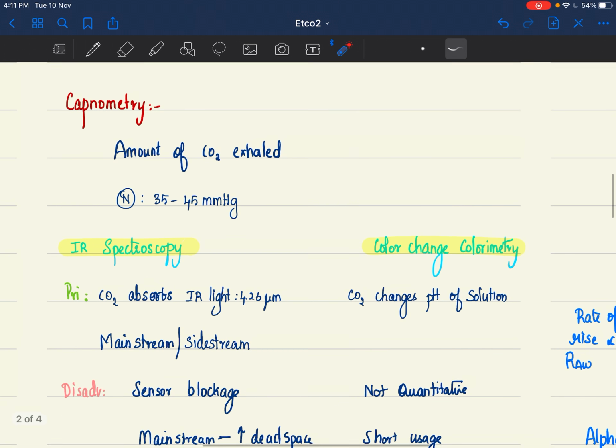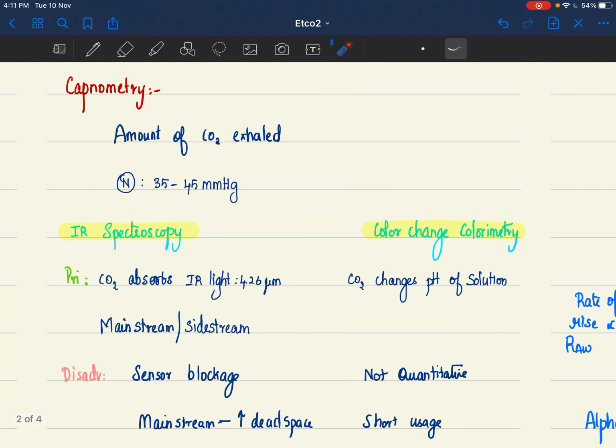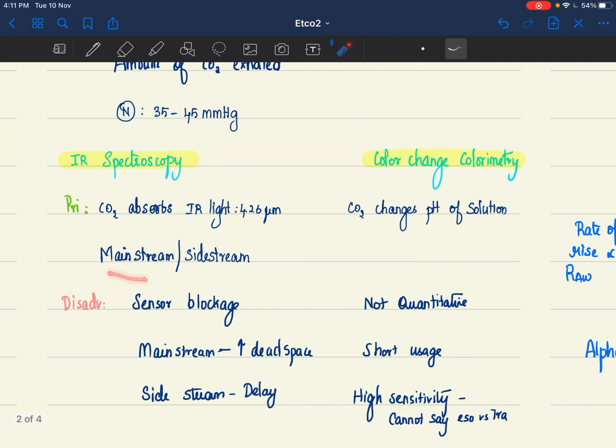So coming back to this, capnometry is just the amount, which says a particular value at 30, 35, 40, 45, and it can be done by two methods: infrared spectroscopy or color change colorimetry. Infrared spectroscopy depends on the principle of carbon dioxide absorbing 4.26 micrometer infrared light. It can be measured by using a mainstream device or a side stream device. The mainstream device has the disadvantage of adding to the already existing dead space, and the side stream device has the disadvantage of recording the carbon dioxide values slowly.